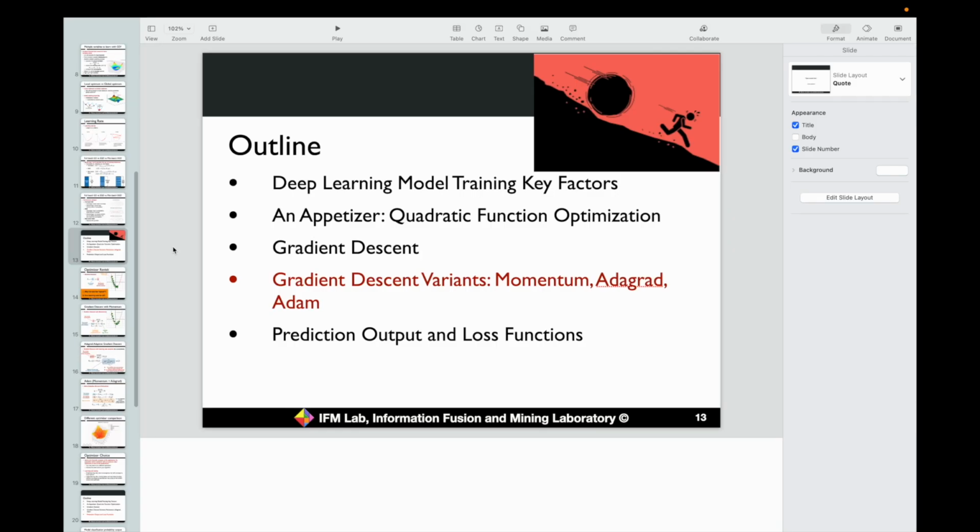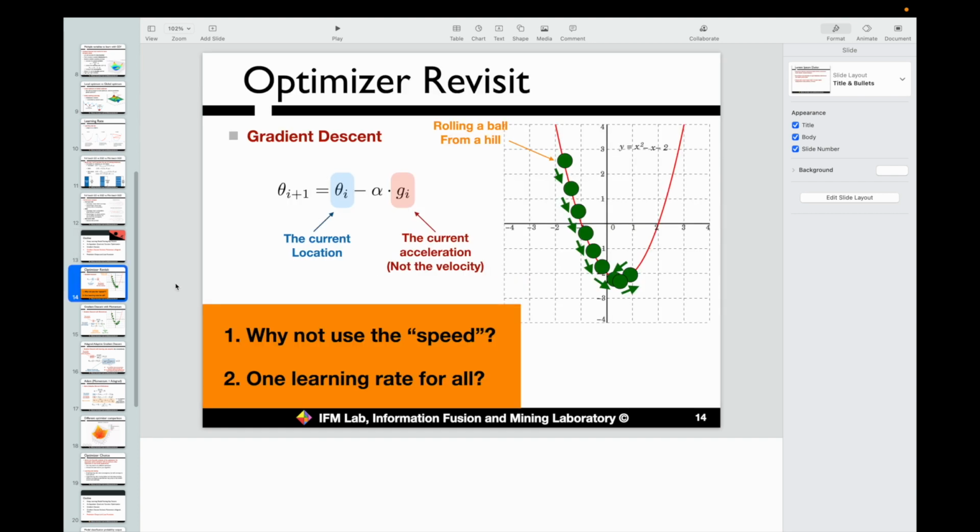Okay, so we have introduced the gradient descent algorithm. Next I'd like to introduce several other gradient descent variant algorithms: the momentum, the adaptive gradients, as well as the Adam algorithms. Before we introduce them, I'd like to provide a revisit of this gradient descent algorithm for you again.